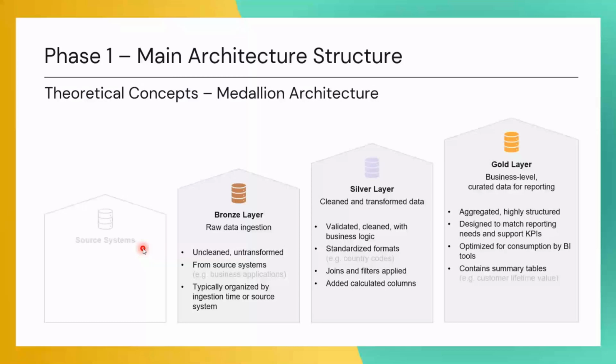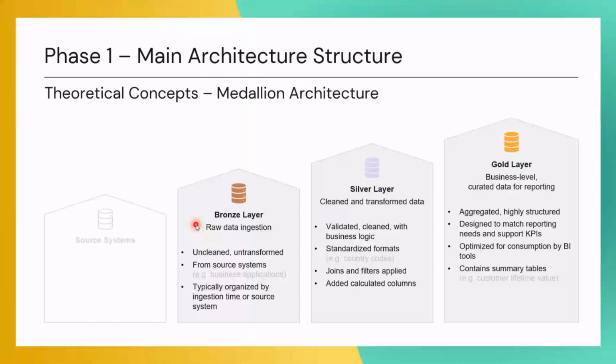Then we transition to the bronze layer, where we have the raw data ingestion. In this layer, we store unprocessed data exactly as received from the source systems. We apply no transformations, so the data is still often messy and inconsistent. The data load is typically partitioned by the ingestion time or the source system, and this layer acts as a kind of archive for traceability and recovery.